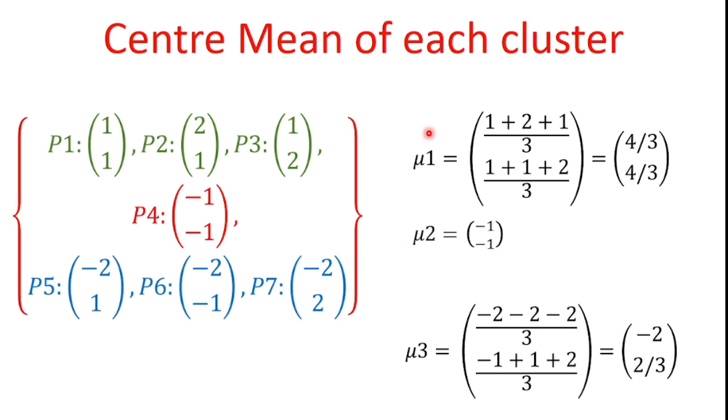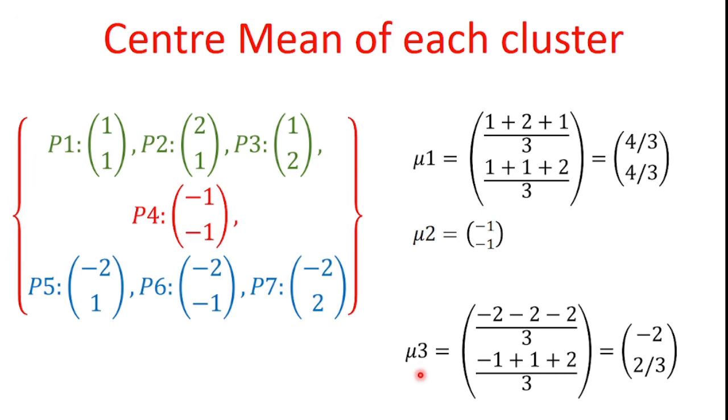For the first 3 data points, we consider the mean as mu1, which is equal to, for the x coordinate, 1 plus 2 plus 1 whole divided by 3, and for the y coordinate, 1 plus 1 plus 2 divided by 3, so you will get 4 by 3 comma 4 by 3. For the second, you don't have n data points, you have only one data point that forms the cluster. So mu2 will be the same, minus 1 comma minus 1.